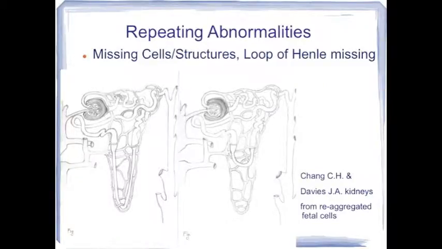Secondly, this is something observed by Chang and Davies. As you can see, when they had created a tissue engineered kidney, sometimes it is missing vital structures. So as you can see on the right, it is missing the loop of Henle. So this is also an abnormality that can be seen in tissue engineered organs. Not specifically that all will be missing the loop of Henle, but I want to point out that sometimes structures can be missing.